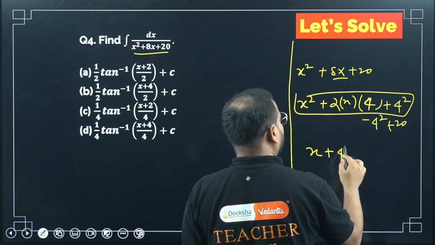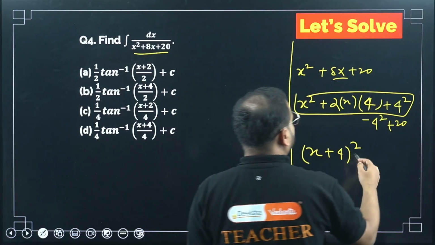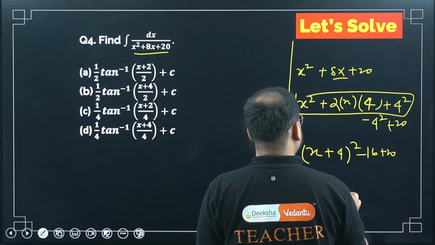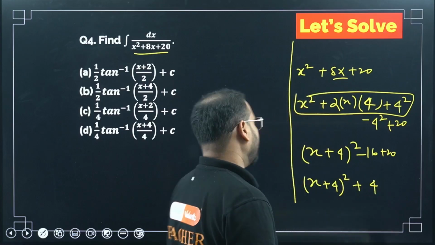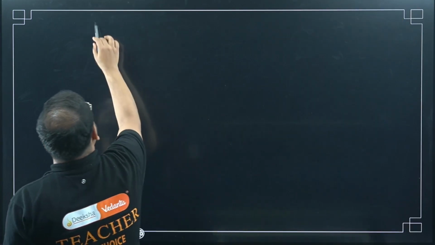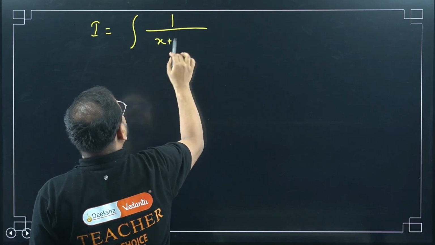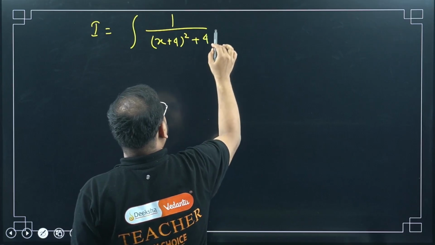X plus 4 the whole square. And how much is this? 16 minus 16 plus 20. How much is this? X plus 4 the whole square plus 4. Okay, now please check. So my integration is transformed into the integration of 1 upon (x plus 4) the whole square plus 4.